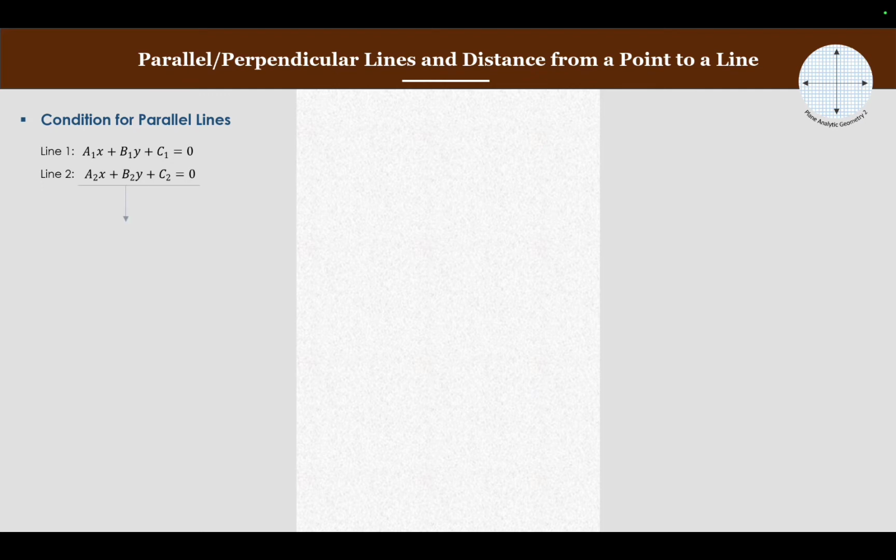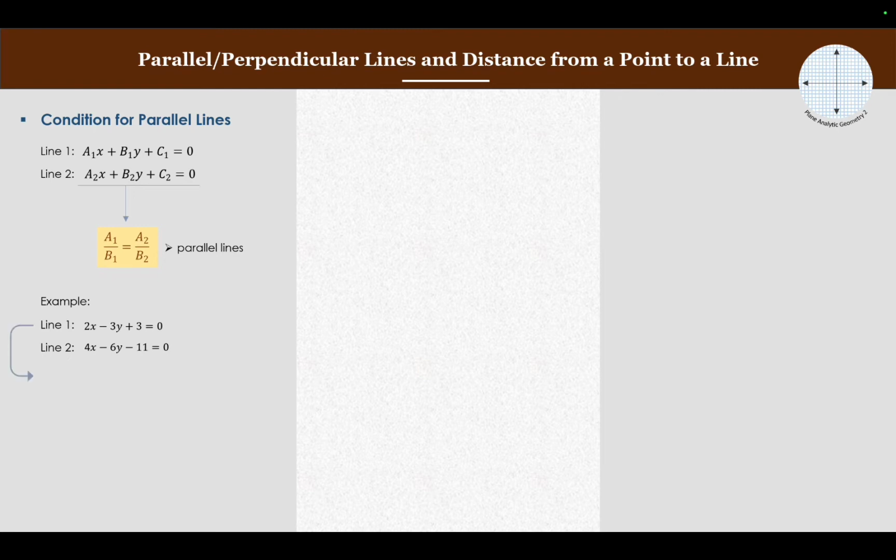So you can conclude that these 2 lines are parallel if a sub 1 over b sub 1 is equal to a sub 2 over b sub 2. So if they are equal, then they are parallel lines. So let us have here an example. For line 1, the equation is 2x minus 3y plus 3 is equal to 0. And for line 2, the equation is 4x minus 6y minus 11 is equal to 0.